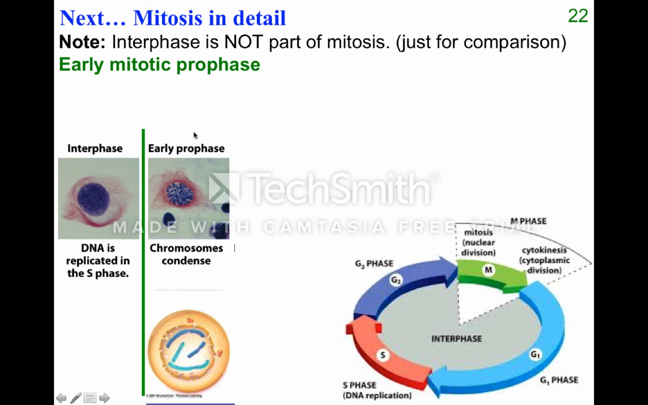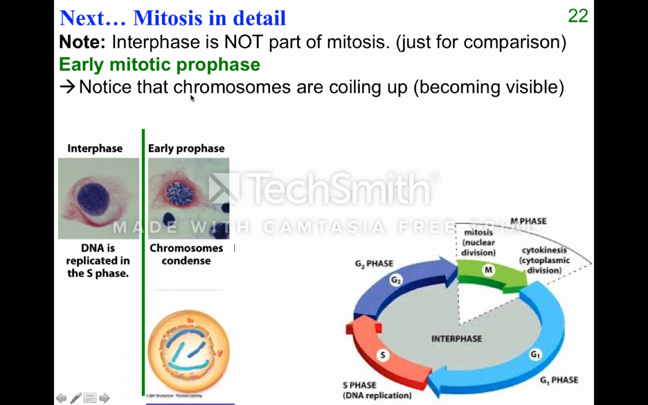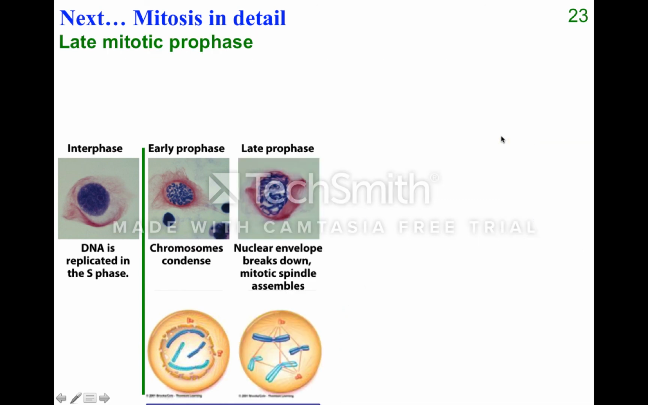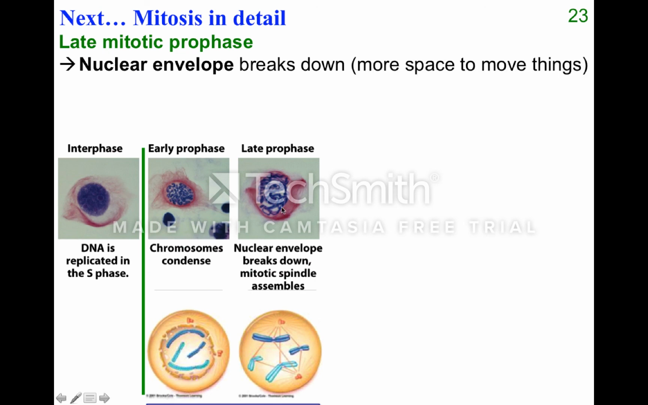When we transition to the early mitotic prophase, as we start doing mitosis, you notice that the chromosomes are starting to coil up and become visible. No longer loose chromatin. We're starting to see these little noodles here. So again, imagine this loose chromatin being coiled up into more densely packed visible chromosomes. By the later parts of mitotic prophase, you'll find that the nuclear envelope's gone. So you notice the DNA is more spread out within the cell because with the nuclear envelope gone, there's more room to move the chromosomes around.